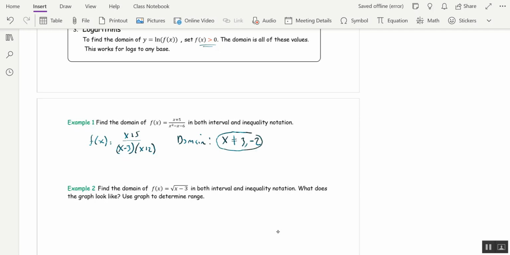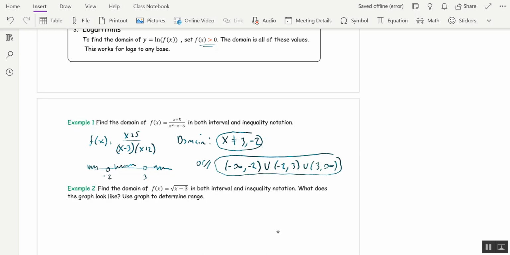And in interval notation, a quick way to get interval notation if you're not too good with that is to plot these values on a number line. Here's negative 2, and here's 3. The domain is all the x's except those. So I want this interval, and this interval. So in interval notation, this would be negative infinity up to negative 2, union negative 2 up to 3, union 3 to infinity. It's much quicker to do inequality notation for a rational function.